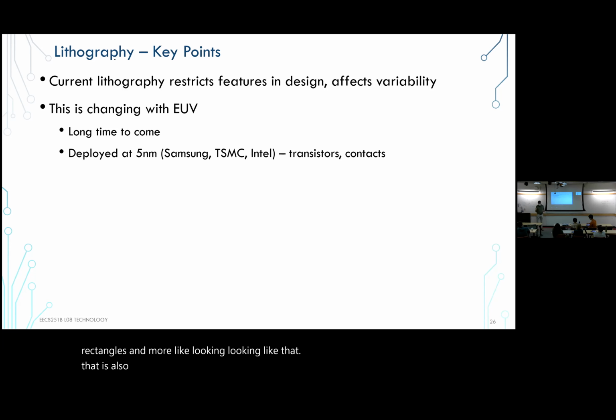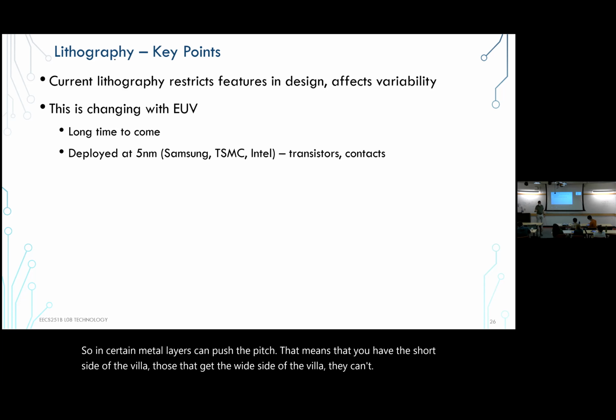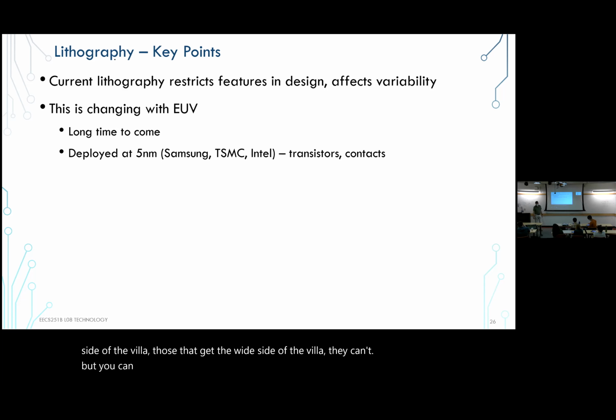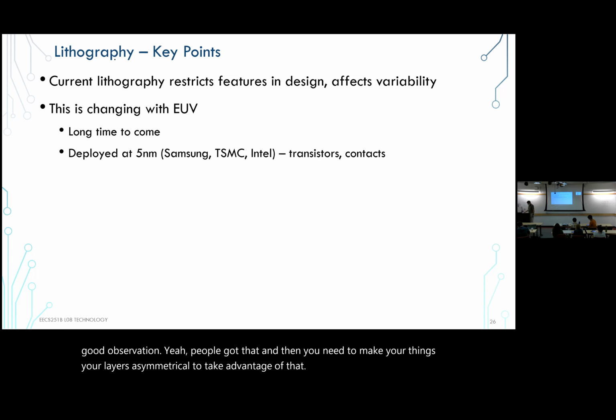The implication of that is this different scaling of different metal layers. So certain metal layers can push the pitch. Those that get the short side of the via can. Those that get the wide side of the via, we can't, but we can design standard cells and other things around that to exploit that. Good observation. People got that, and then you need to make your layers asymmetrical to take advantage of the edges. Good question.